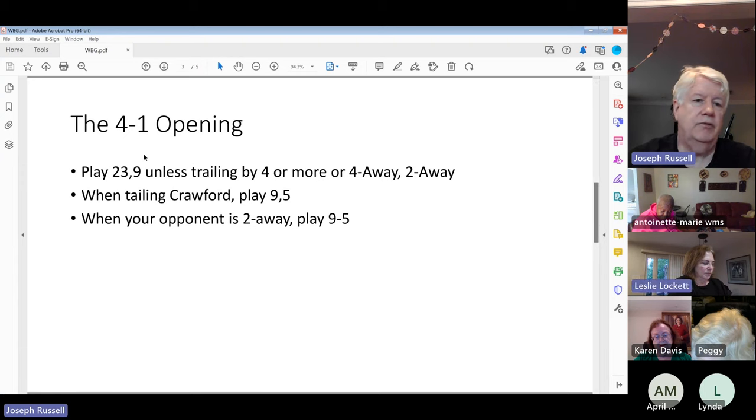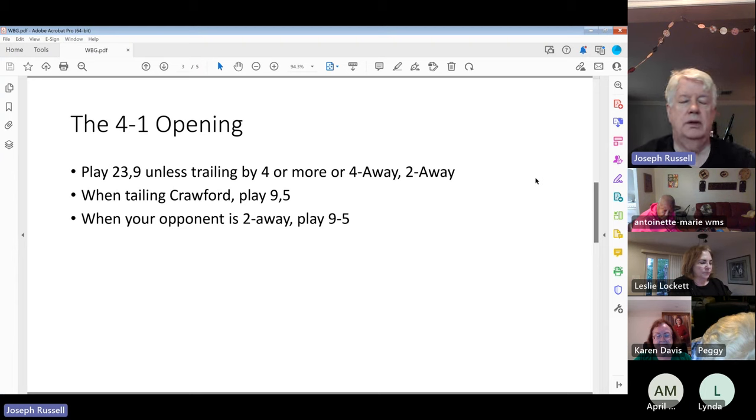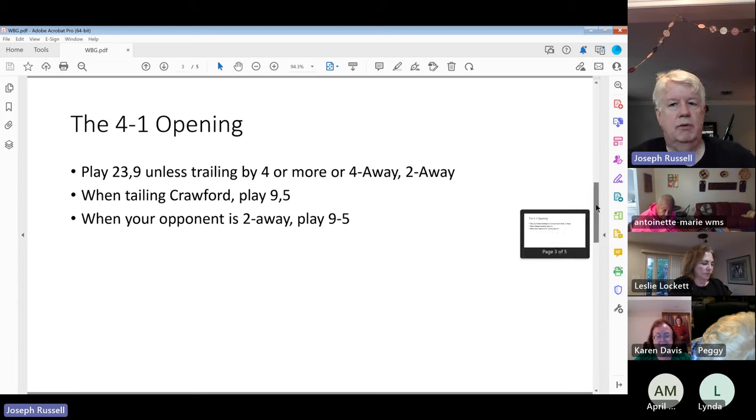So that's pretty easy to remember for the 4-1. You have to be trailing by four or more to play 9-5. This is in a 7-point match. It would probably hold up similar in longer matches. But basically, in a 7-point match, if you're trailing by four or more, you could play 9-5, otherwise 23-9. When trailing Crawford, always play 9-5. When your opponent is six and you have any other score, play 9-5. When your opponent is two away, play 9-5. So that's pretty easy to remember for the 4-1 opening.